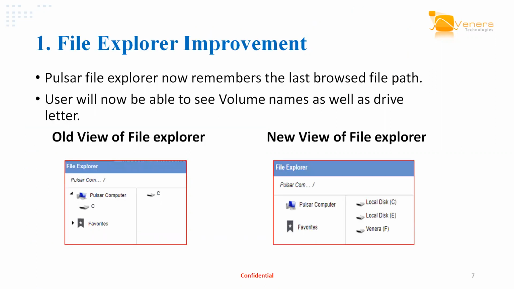The first one is somewhat of a small thing. However, it seems to have a lot of impact. A lot of people like it, and I've been asking for it: the improvements to the File Explorer. In the past, the File Explorer did not remember where you were last, so if you went back to File Explorer, you had to find the folder again. It also only showed the drive letter. Now the Explorer remembers the last browsed file path, and it shows you the volume as well as the drive. You can see how it was before, and how the Explorer looks now. It makes the process of finding and processing files easier and more convenient.